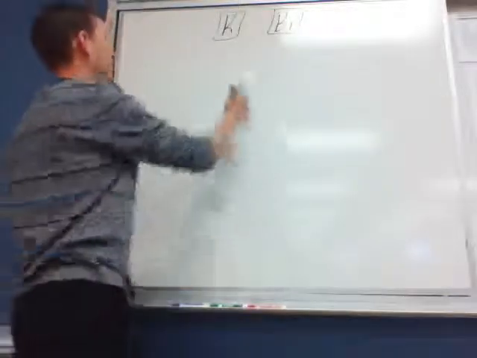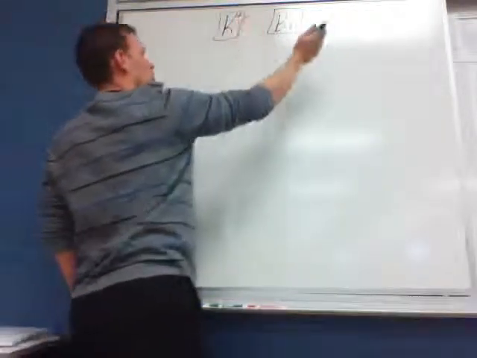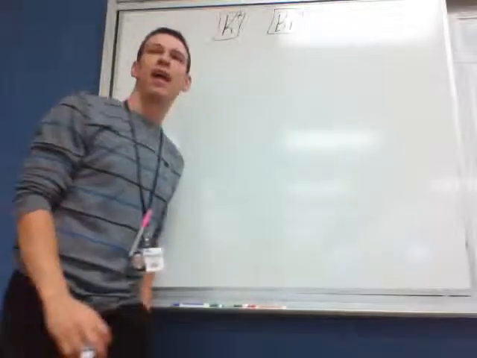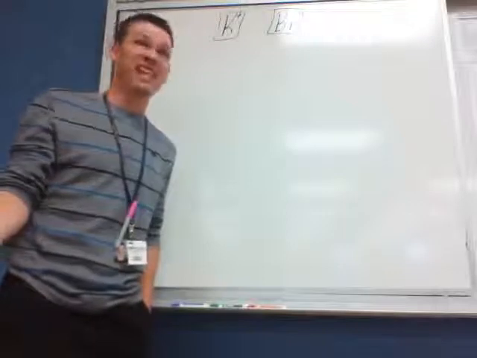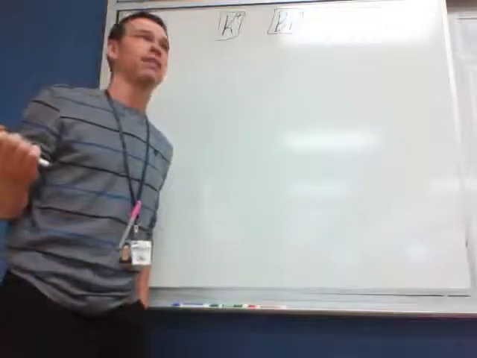Now, potassium has a positive charge. Bromine has a negative charge. Therefore, we're about to make an ionic compound, right? Easy.